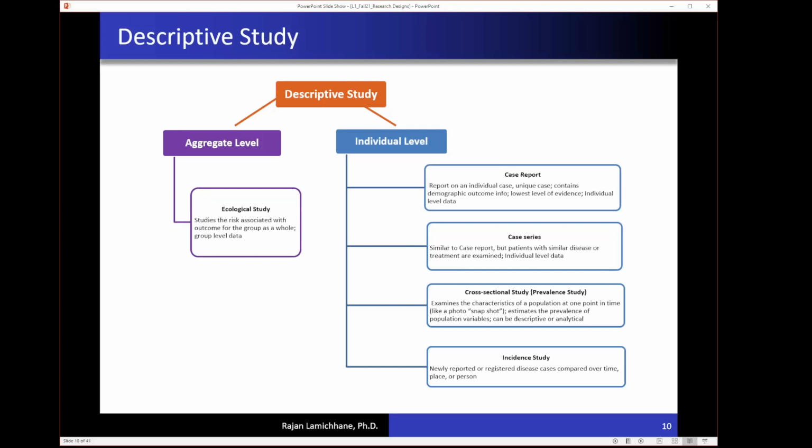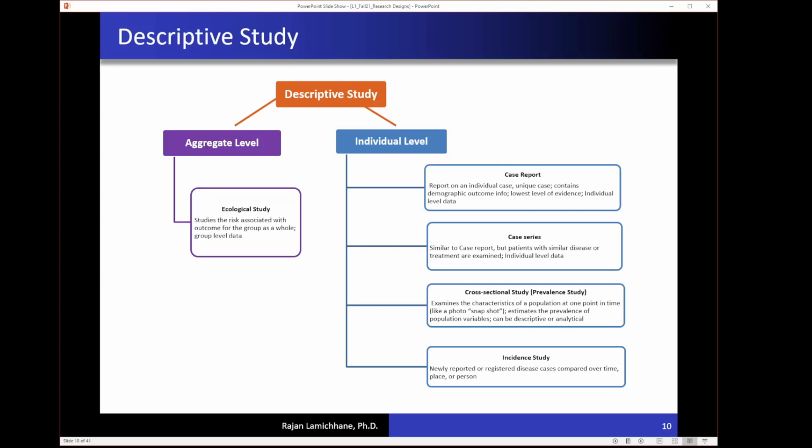There are different types of individual level descriptive studies. The case report reports an individual case or unique case, usually for a rare disease, and it contains the demographic information and other disease outcome information. Since a case report contains a very small number of samples and has the lowest level of evidence, it is just one individual level data. And when you have multiple case reports for several individuals, then it is called a case series.